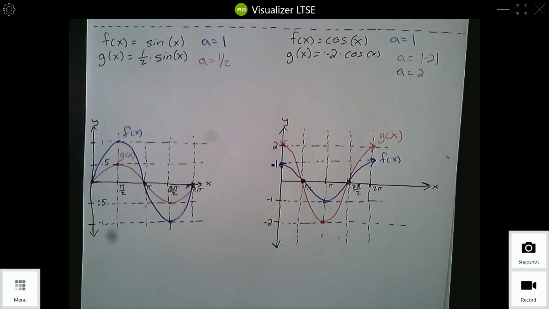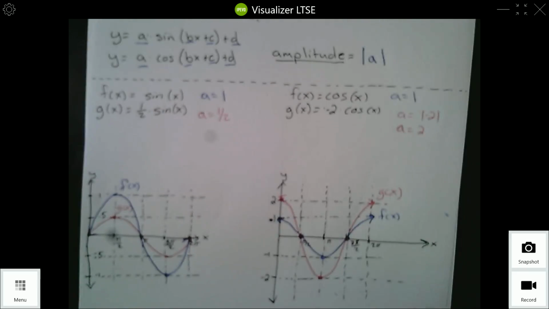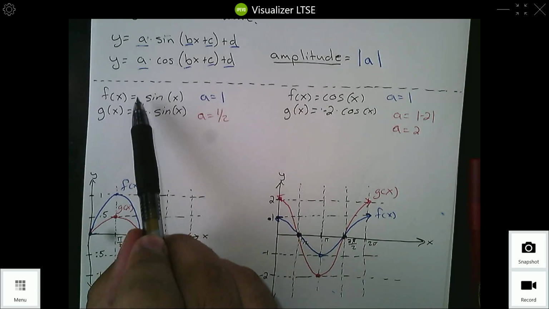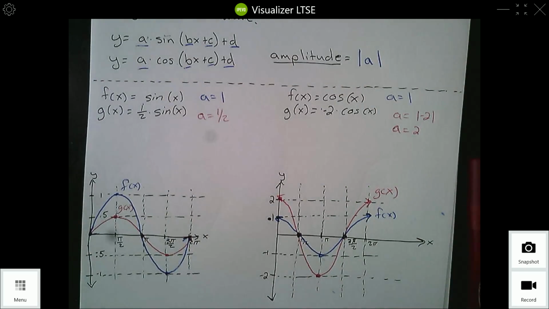And that's all amplitude really is. All you care for is whatever this value is, the value in front of cosine or sine. Okay, that's what gives you your amplitude, and that just affects your height.